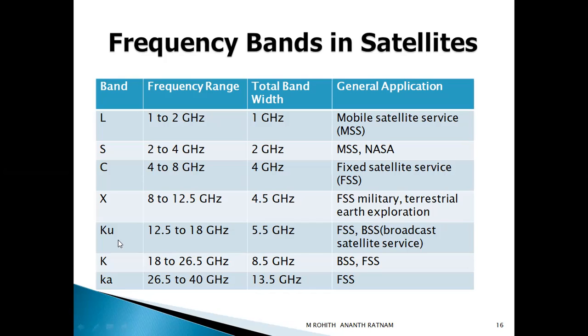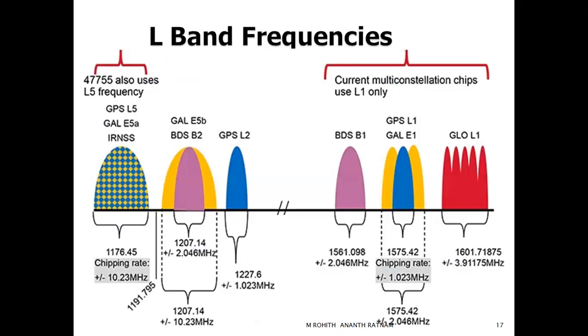And Ku band, same for military and of course used for broadcasting services. And K and Ka band will be used for fixed satellite services and also broadcasting services. The last one, Ka, goes up to 40 gigahertz, right? So these are the bands, frequency ranges, bandwidth, and applications of different satellites, guys.